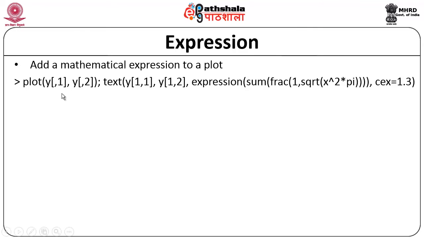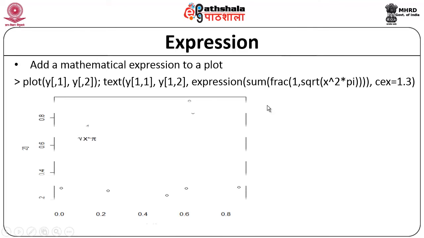Suppose you execute this particular command in R, the plot that is generated looks like this, and here you can find the expression. The expression as defined here uses a summation symbol, and this is a fraction. The numerator and denominator of the fraction are mentioned as part of the fraction function. So, the numerator is 1, and the denominator is the square root of x squared multiplied by pi. So, this equation can be embedded as part of any plot.